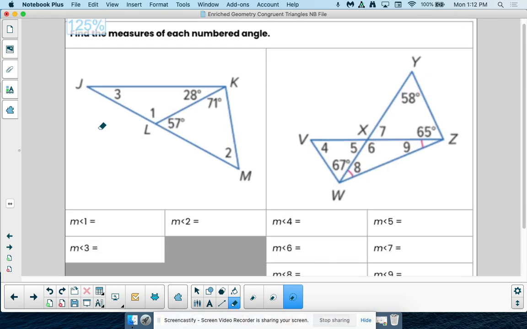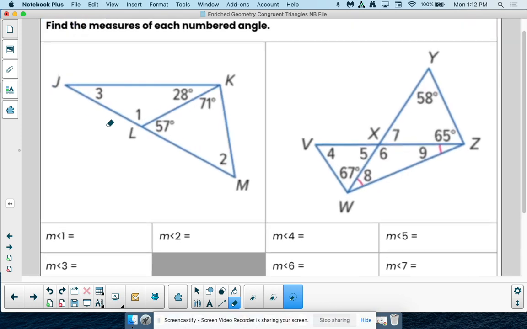So pretty straightforward examples here. We're just looking for the numbered angles. There's not a lot of work to be shown, but maybe if you want to just jot down a note in case you might forget, I don't know. It's up to you. So where do you want to start on this one?